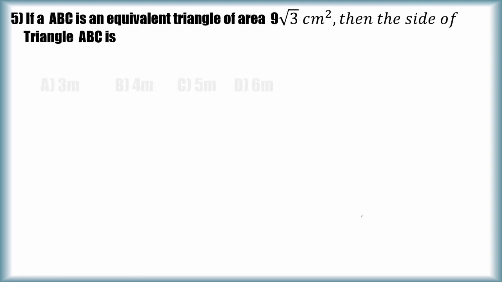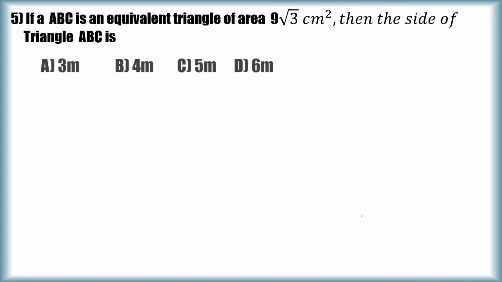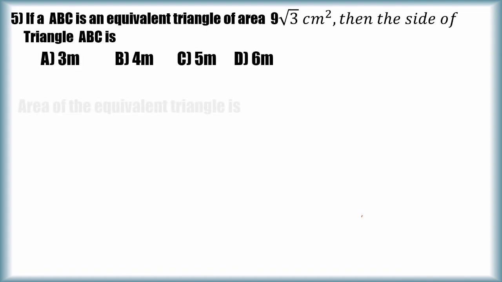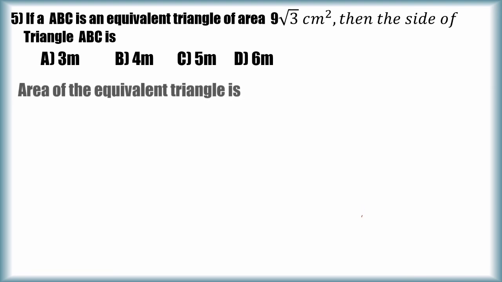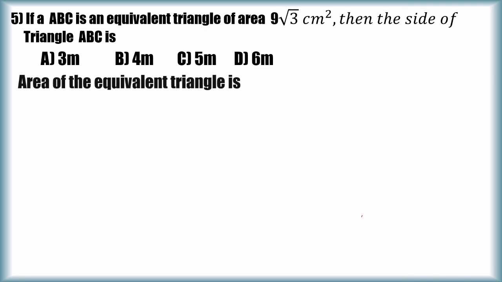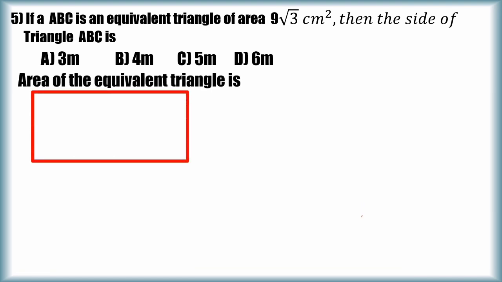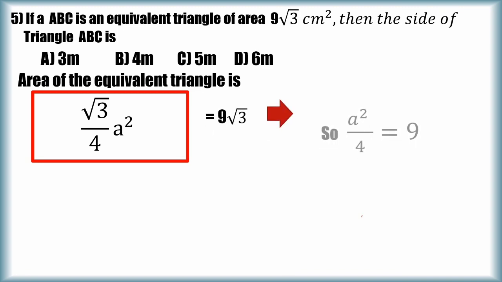The fifth question is, if ABC is an equilateral triangle of area 9√3 centimeter squared, then we have to find out what is the side of the triangle ABC. Four options are given. We have to invoke the formula, that is, the area of the equilateral triangle is √3 by 4 into a squared. This is the formula for the area of an equilateral triangle. √3 by 4 a squared is equivalent to 9√3 because it is given in the problem.